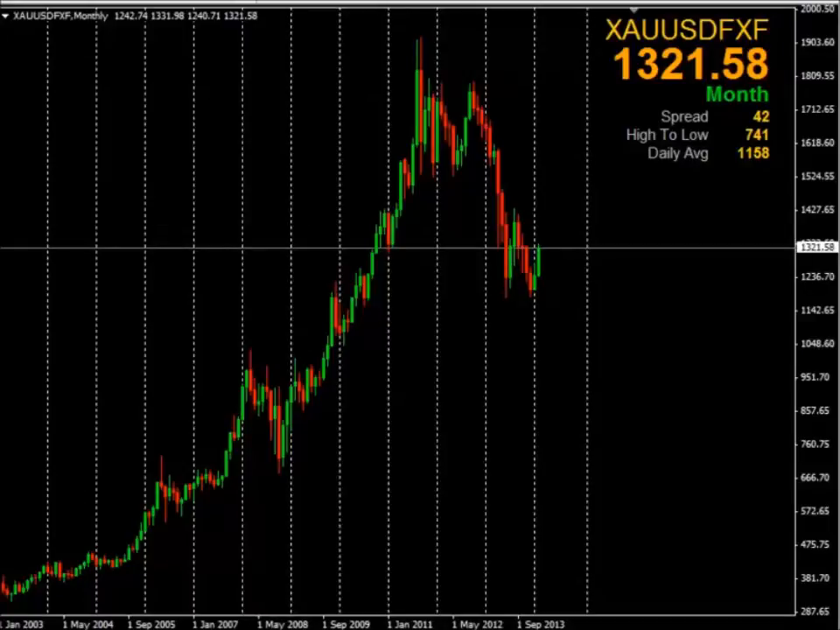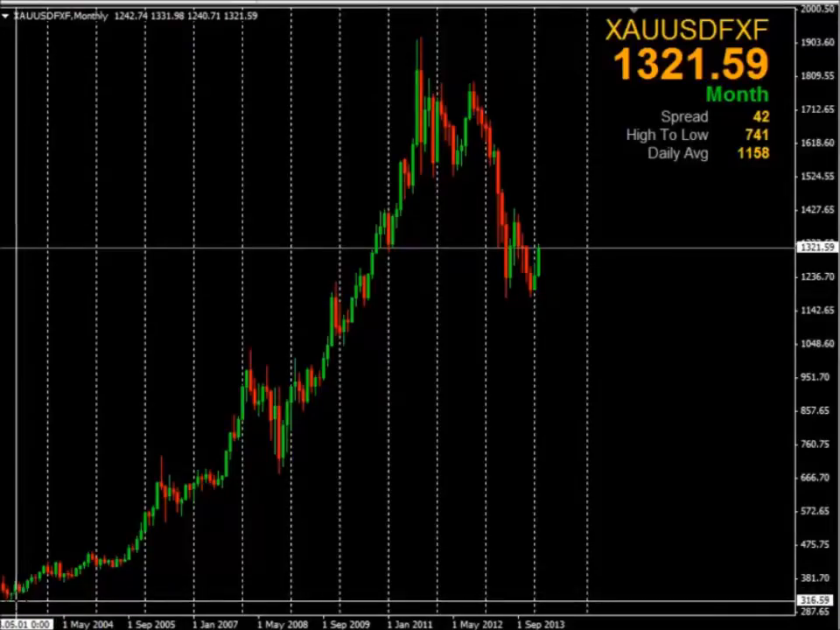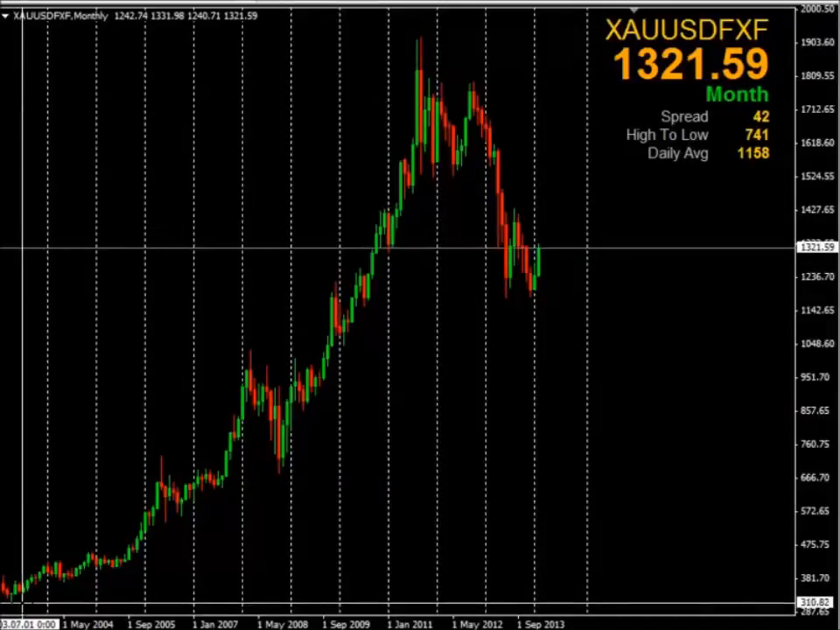So 1 ounce is $1,321.58. Where it says a month, by the way, a month here is actually these little red and green candles. Each candle is a month, and the distance between the white dashed lines is a year. So you can see all the way back to the left, way back in 2003, the price, if you look on the far right at the bottom, is about 310. So in 2003 it was about $310.